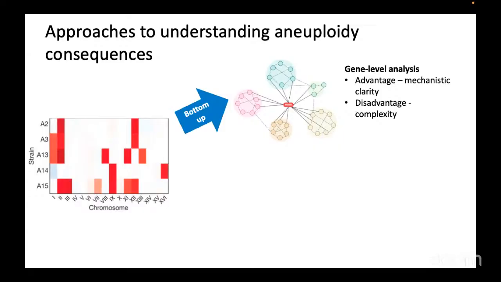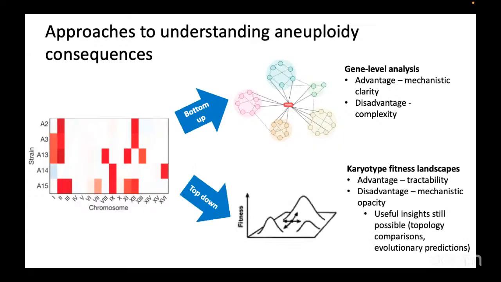So the other way you could think about it is taking a top-down approach. And you can just ask the question, okay, if we change a particular chromosome, not thinking about what particular genes are on that chromosome, what impact does that have on the fitness of that particular cell or karyotype? The advantage of this is it's tractable.